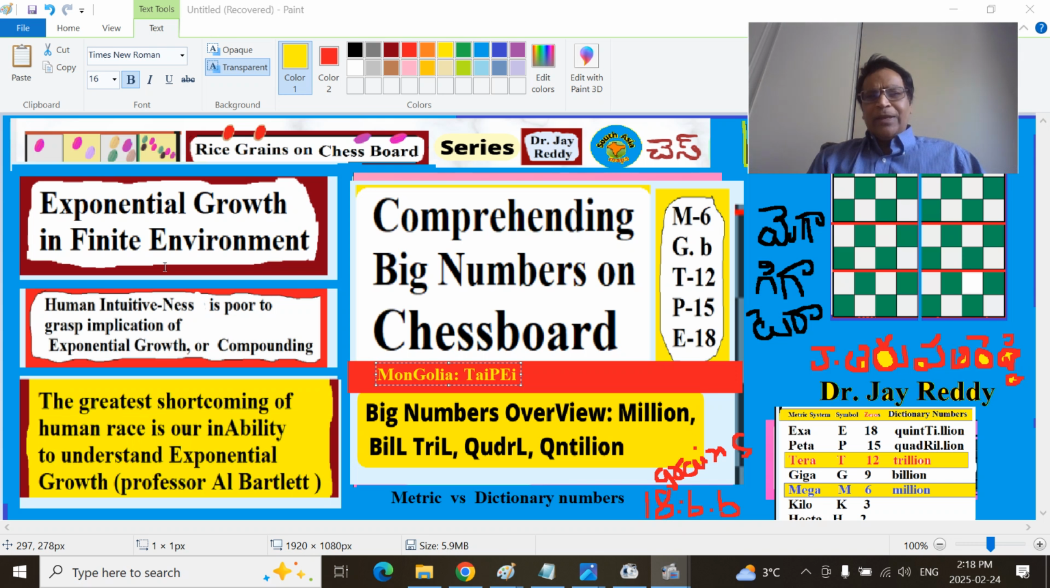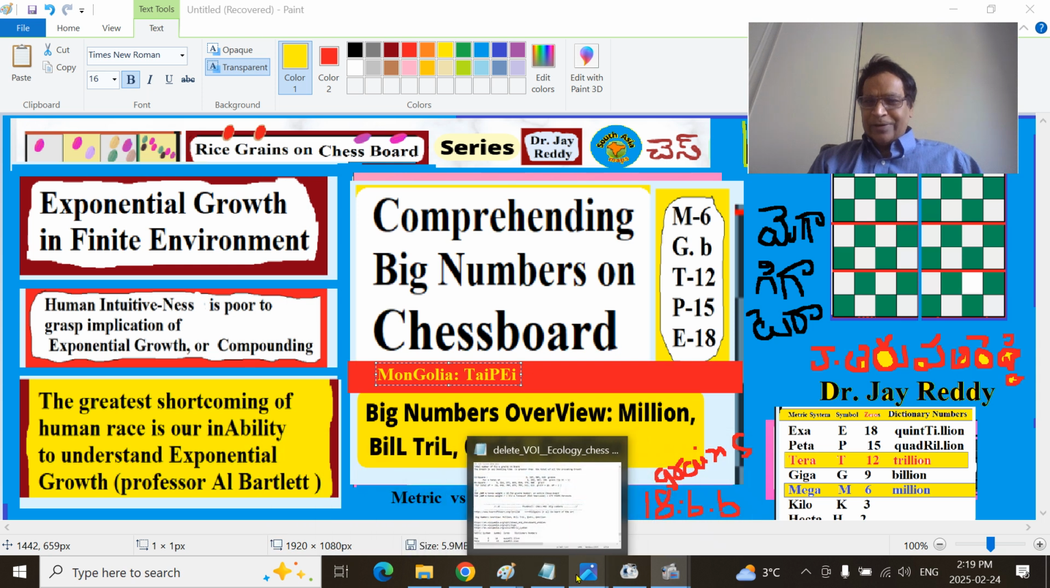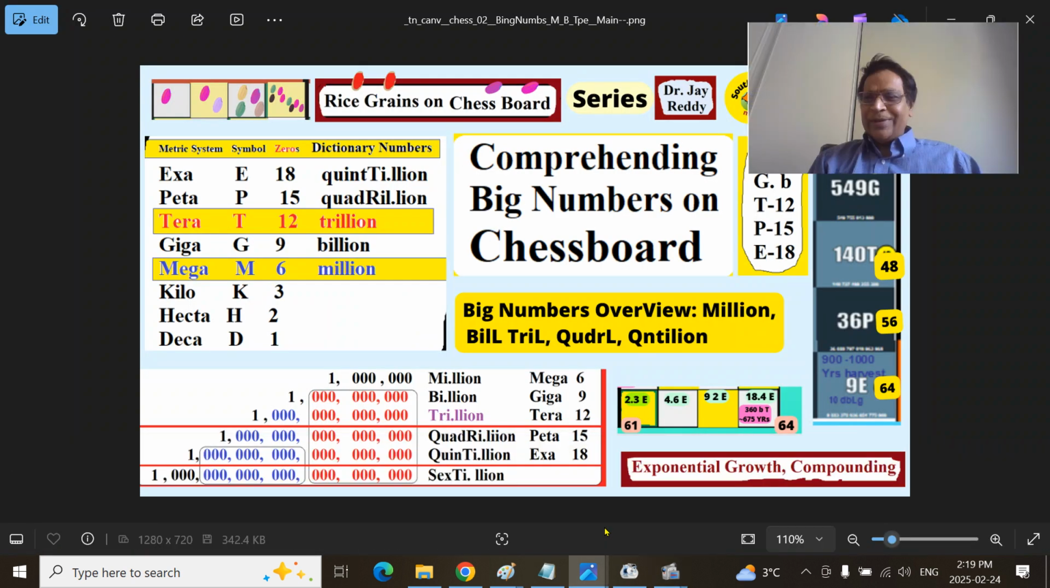One of the limitations of humans is that human intuitiveness is very poor in grasping the implications of exponential growth, that is compounding, something growing at a constant rate like 0.1%, 1%, 7% standard interest rate, or even 18-19%, that is the credit card interest rate. Professor Bartlett says the greatest shortcoming of the human race is the inability to comprehend exponential growth. As a part of this exponential growth, we have to know about the numbers.